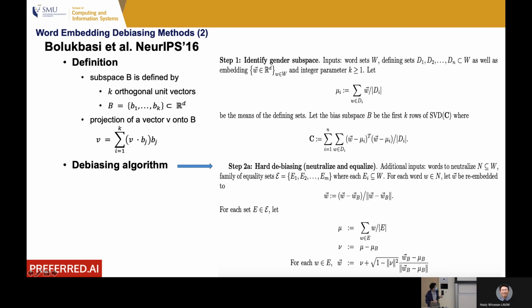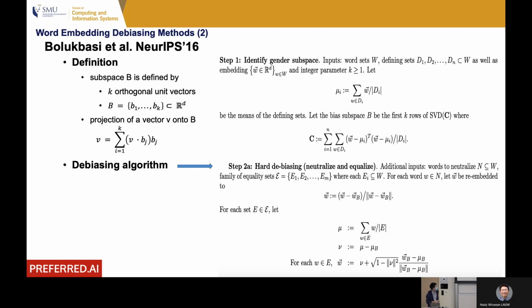The next step is equalize. Equalize means we have a set E of words that are inherently gender words. To equalize, we make the gender-neutral words equidistant to the inherently gender words. So the step is quite similar to the first one.